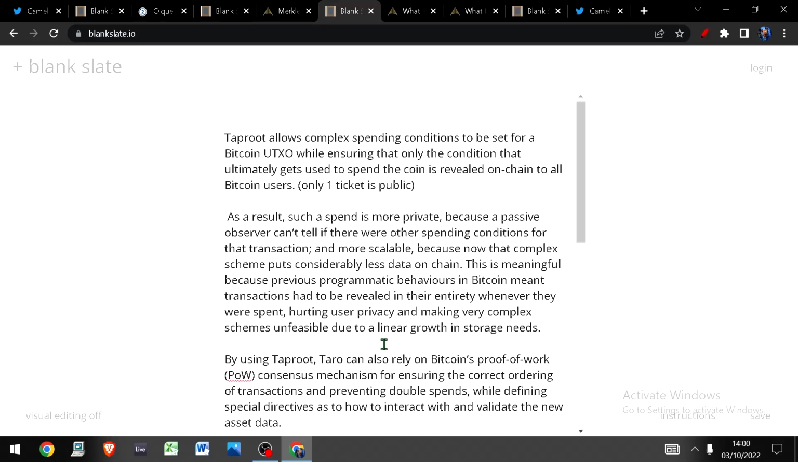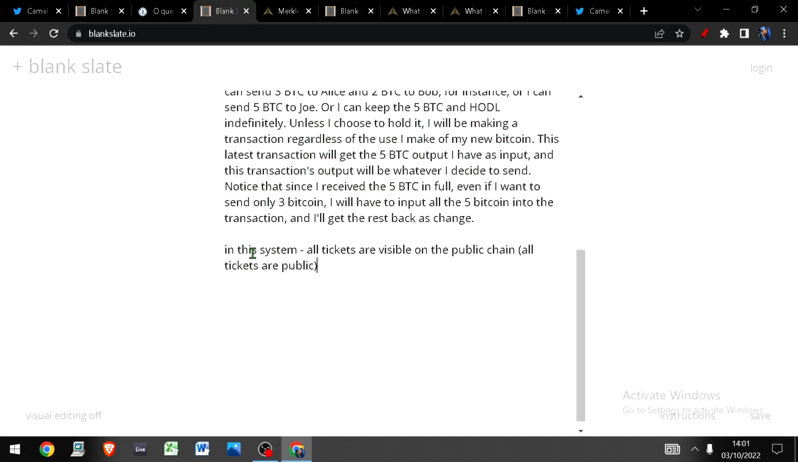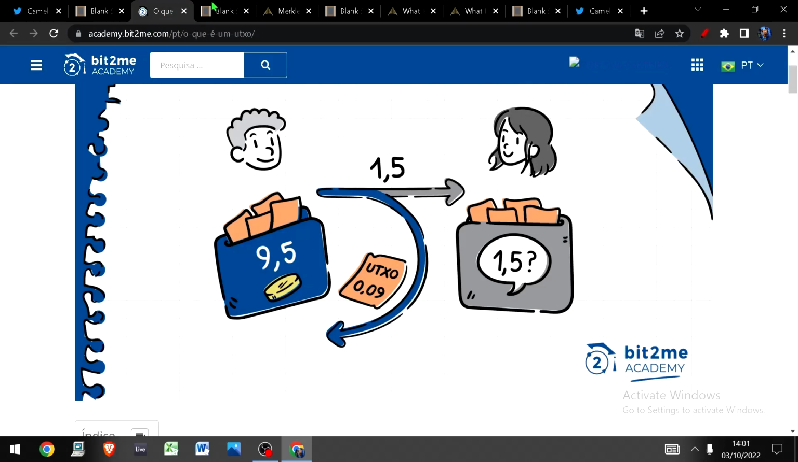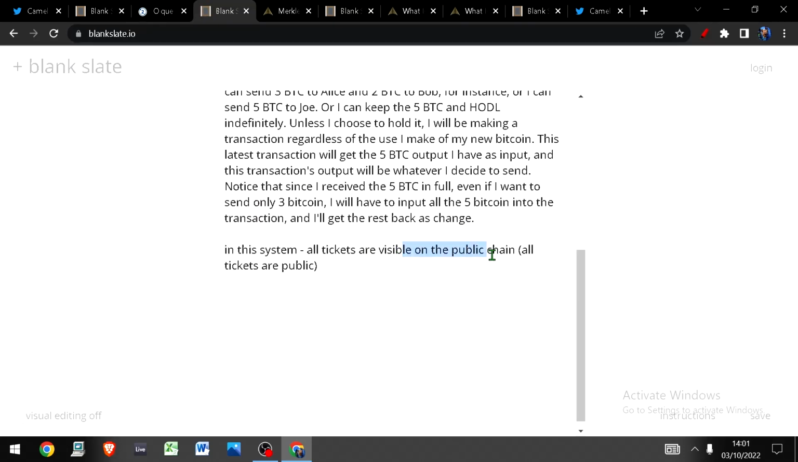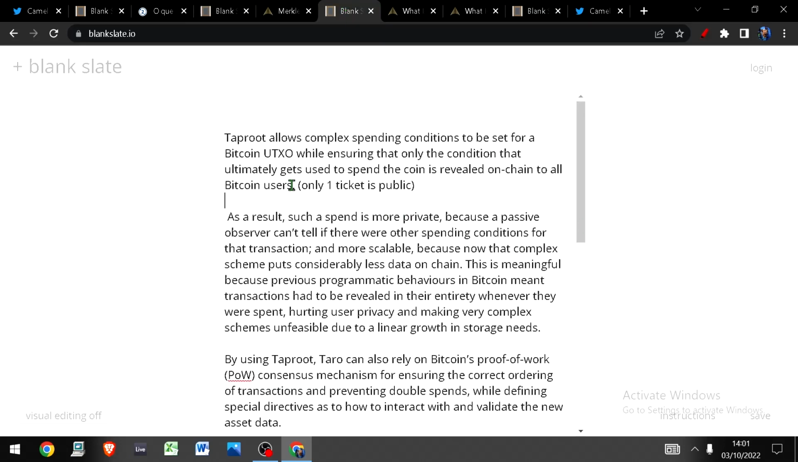Okay, and so lastly, we need to talk about Taproot. Taproot allows complex spending conditions to be set for a Bitcoin UTXO whilst ensuring that the only condition that ultimately gets used to spend the coin is revealed on-chain to all Bitcoin users. So remember back here where I said in this system, all the tickets in your wallet, all of these ones, are visible on the public chain. They're visible to the public. Well, using Taproot, only one of these tickets needs to be public. Only one is public, so you straight away get increased privacy from this Taproot upgrade that occurred in 2021.